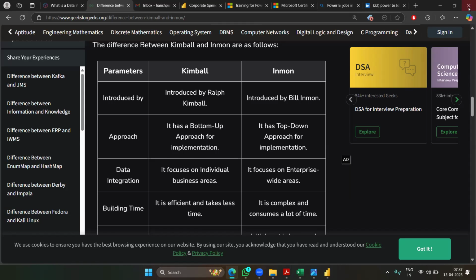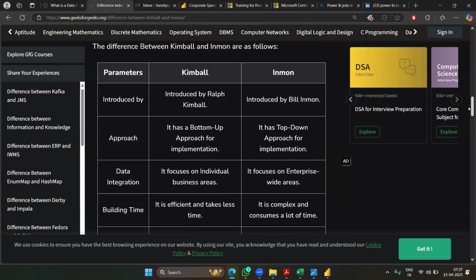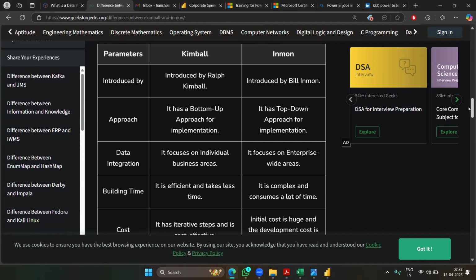Guys, we will be having another 20 more minutes, not more than that, but we are going at a slow pace to cover the topics.